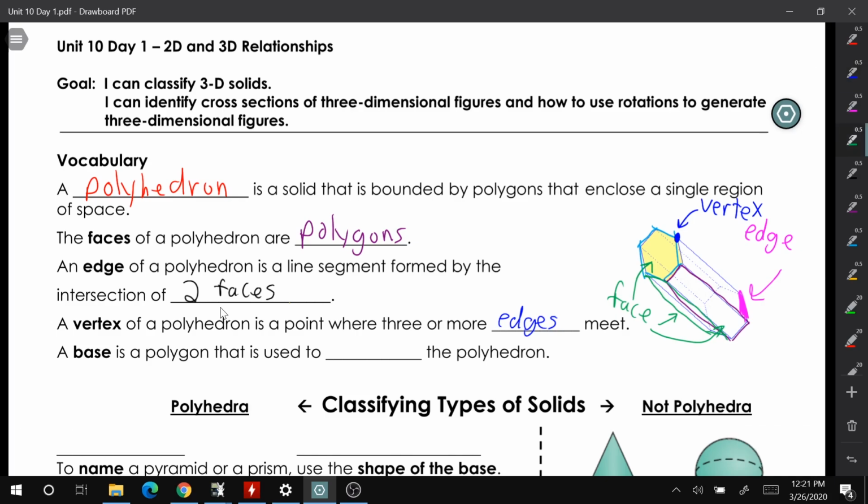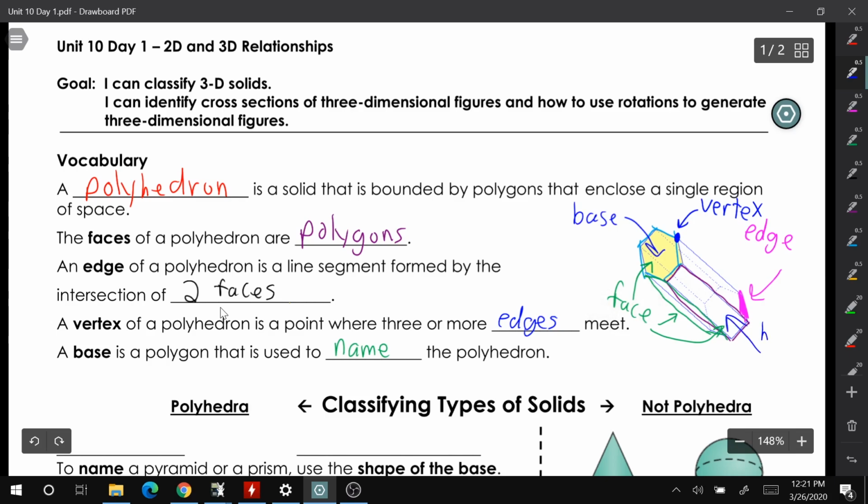And then finally, a base is a polygon that is used to name the polyhedron. So this is a hexagonal polyhedron because our bases are hexagons. So today we're just going to be classifying them by names, by their bases.